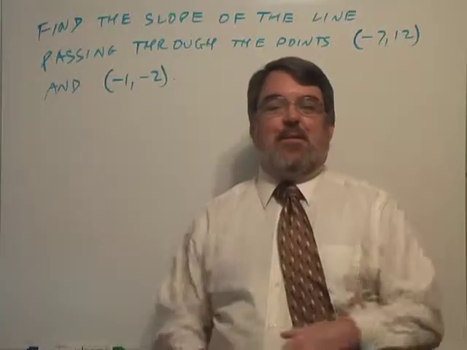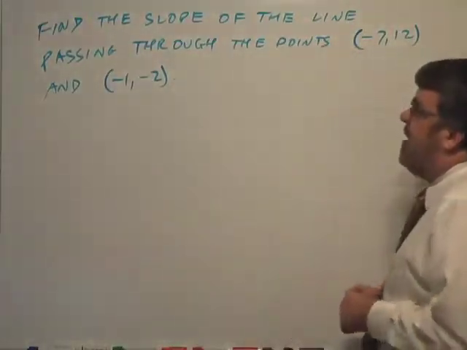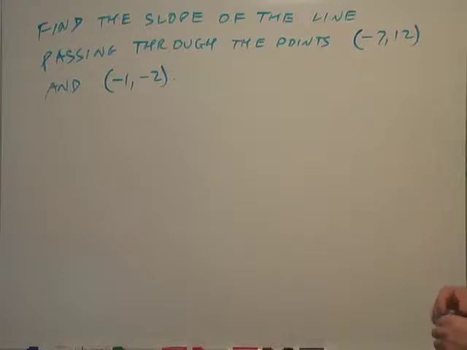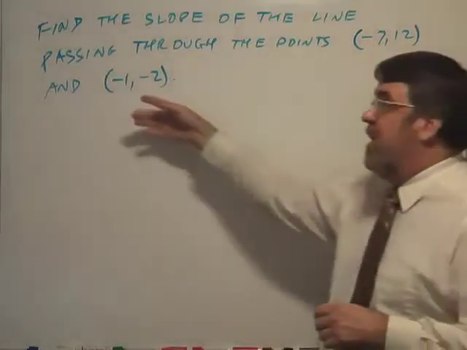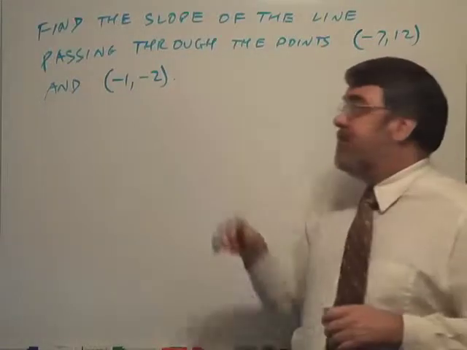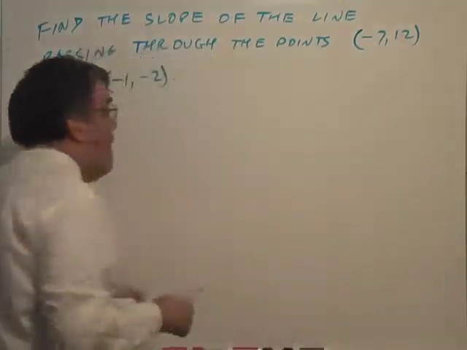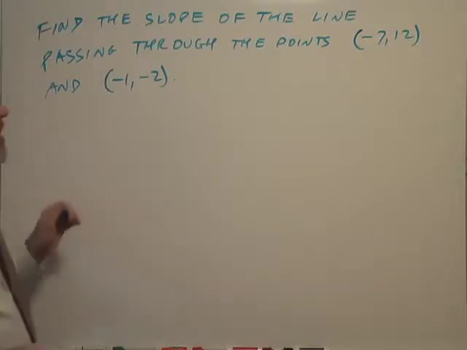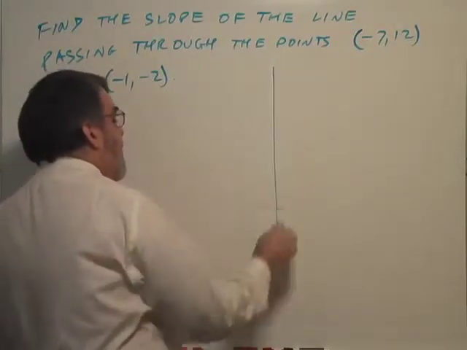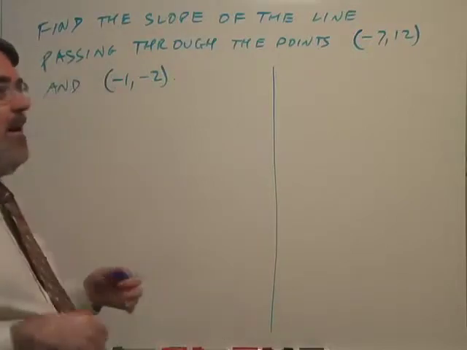Here's a typical problem at this point. Find the slope of the line passing through the points (-7, 12) and (-1, -2). Well, I'm going to define the slope by looking at these points on a graph. And I really want you to start to see why I do it this way.